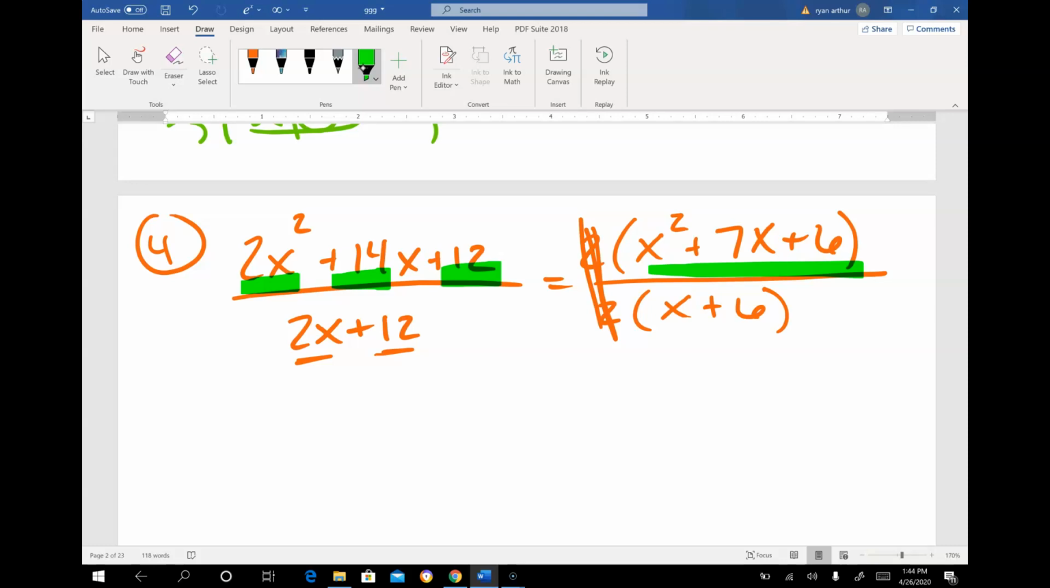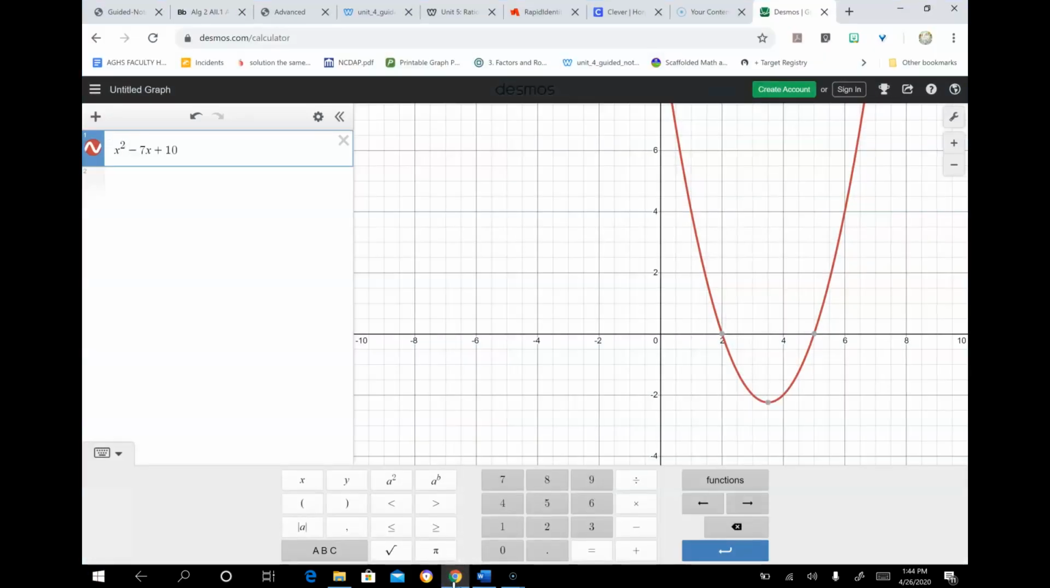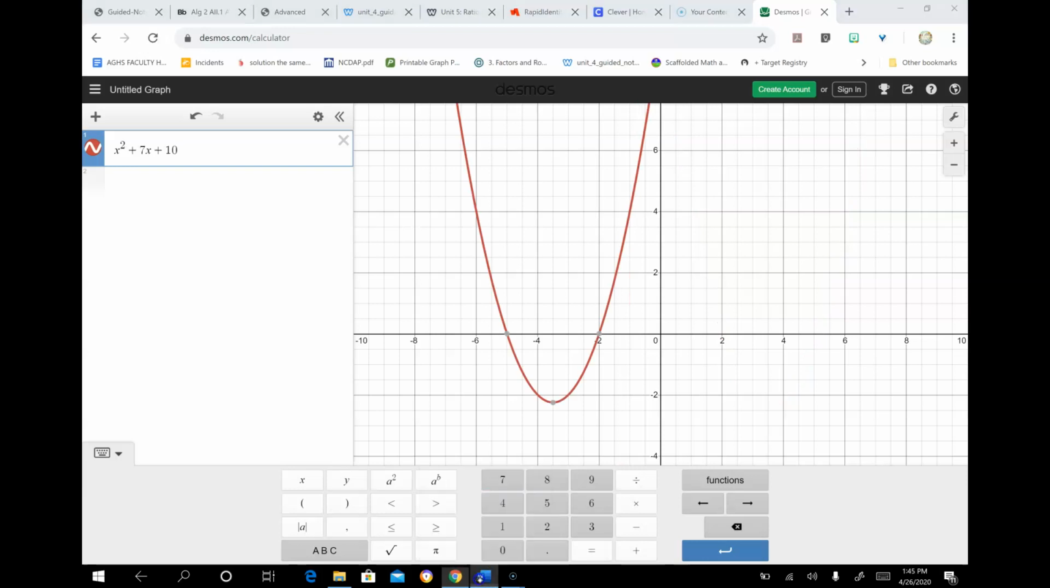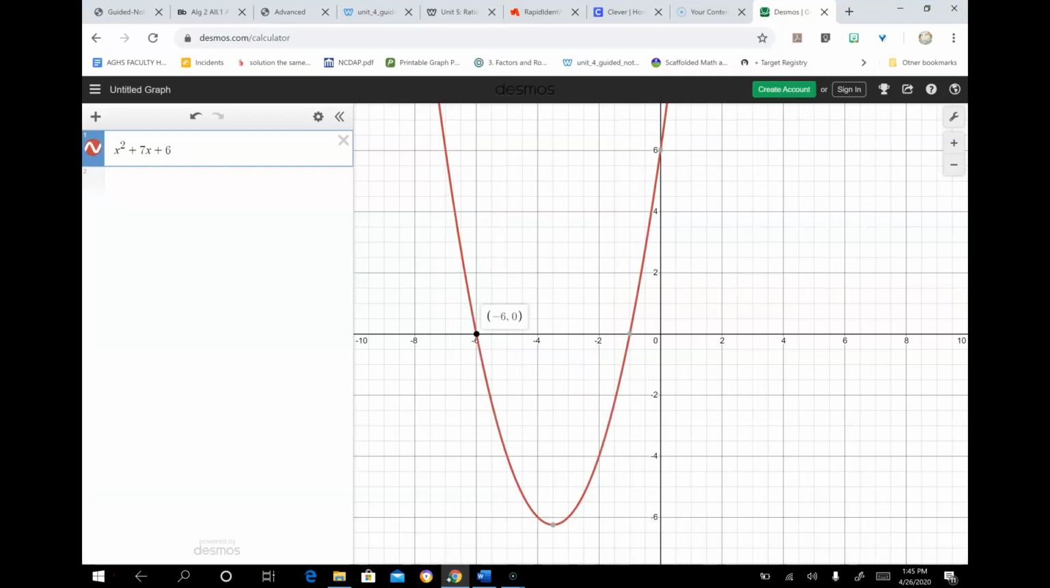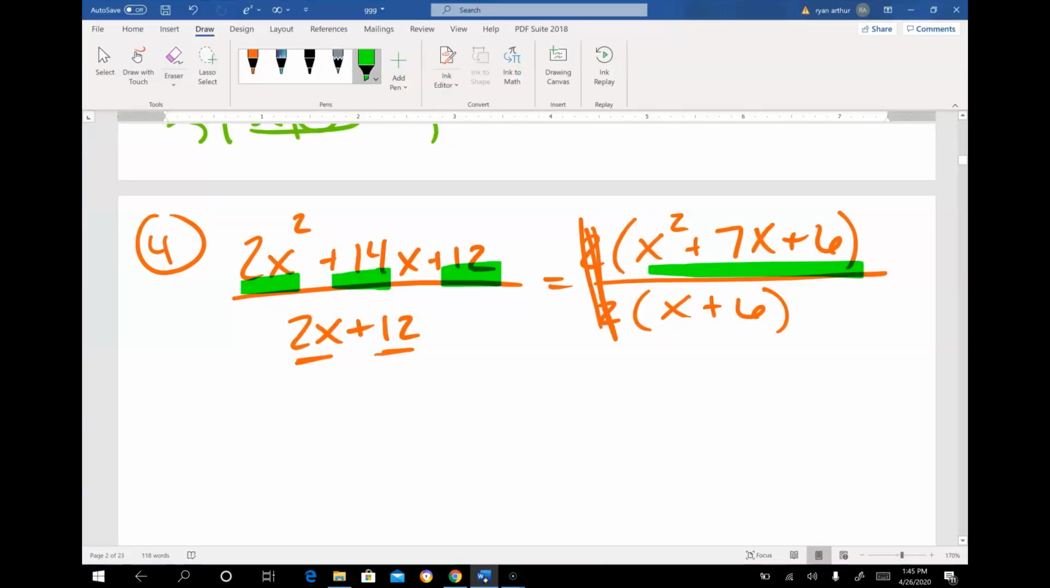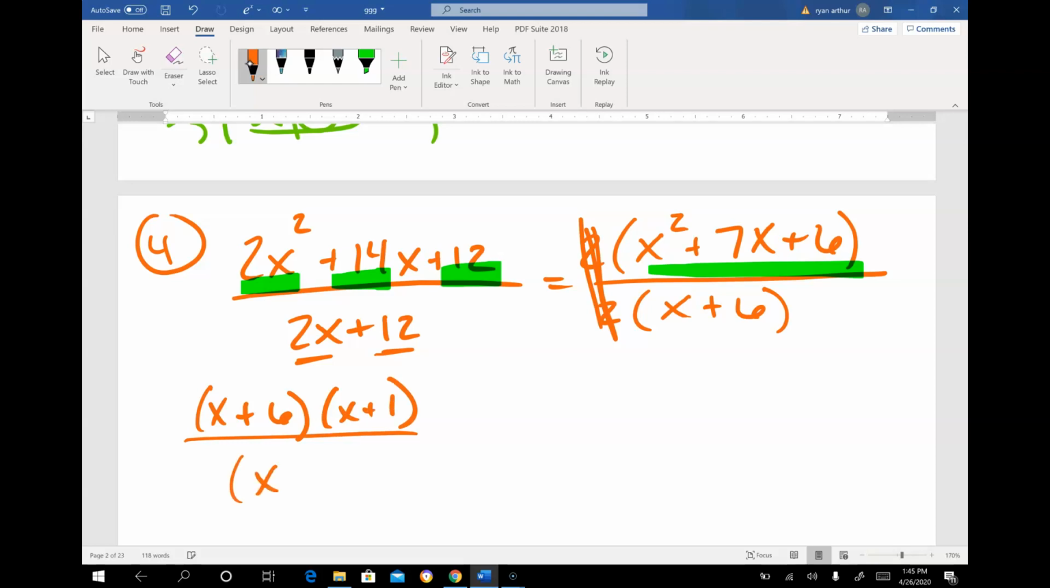All right. So we're going to go to Desmos. X squared plus 7x plus 6. And look, I can. Remember, you do the opposite. X plus 6, x plus 1. It does not matter what order you write them in. Over x plus 1. So we've already canceled out the 2. Now, I can cancel out the x plus 1's. And my answer, if there's no denominator, you can just write it as x plus 6.